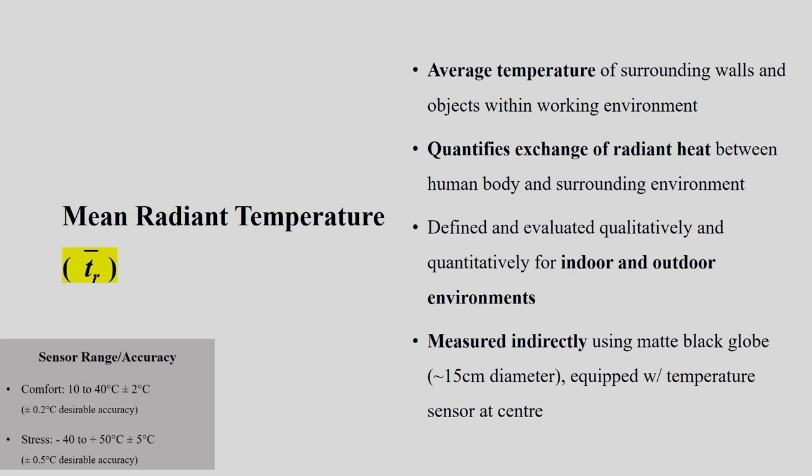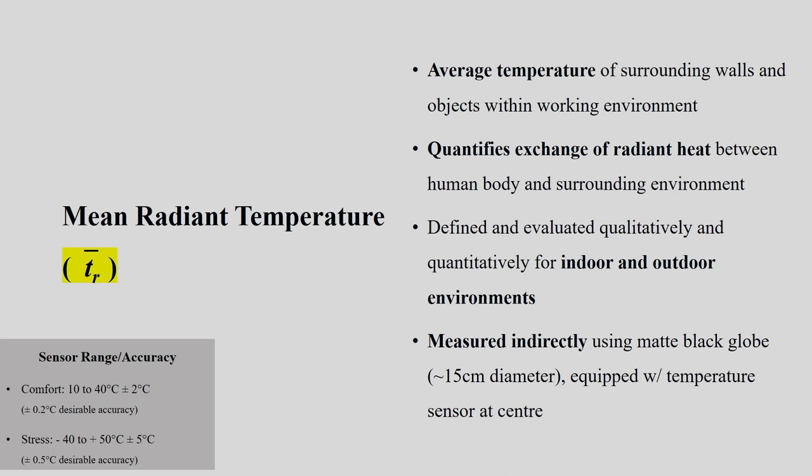Now, we need to understand, we had three, right? So, air temperature, then next is mean radiant temperature. So, mainly we are talking about radiant temperature, which is connected with your radiant heat exchange, right? So, the average temperature of surrounding walls and the objects within the work environment that you are going to measure. So, it quantifies the exchange of radiant heat between the human body and the surrounding environment. What is happening within the body and the surrounding environment?